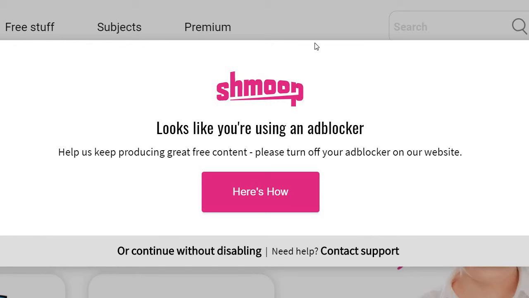Shmoop has changed its look in the last year. It used to be completely orange, but now it's all pink and vibrant, and they're kind of limiting you as to what you can see without a membership and things like that. But Shmoop is pretty good for the most part.